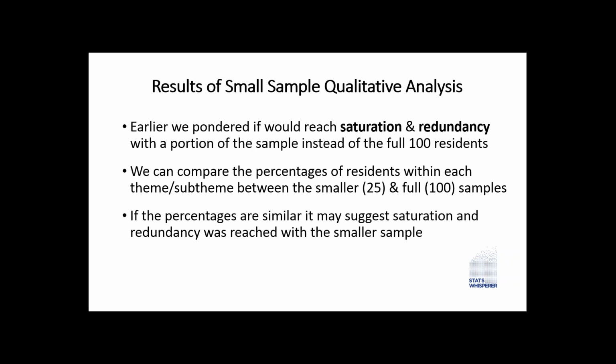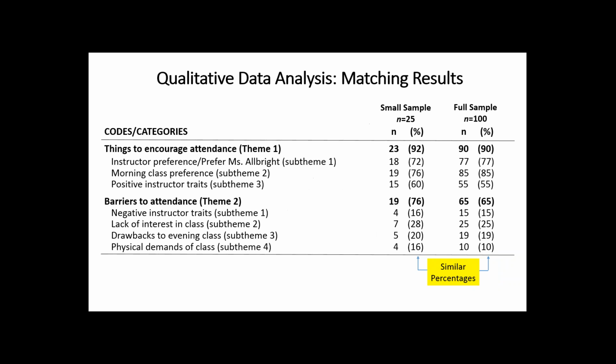So what we could do is compute the percentages of residents that indicated the same themes and sub-themes for the sample of 25 and compare them with the sample of 100. If the percentages are similar, it may suggest we did reach saturation and redundancy way back before we had a full 100. So if we do that, now look at here.